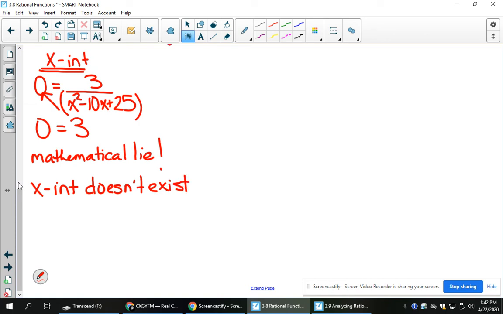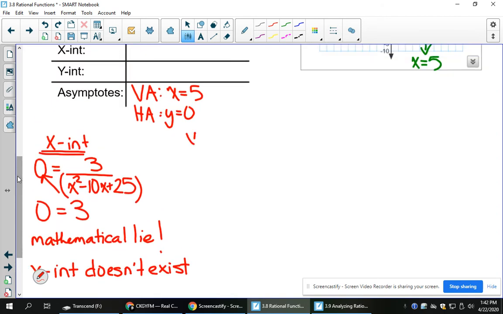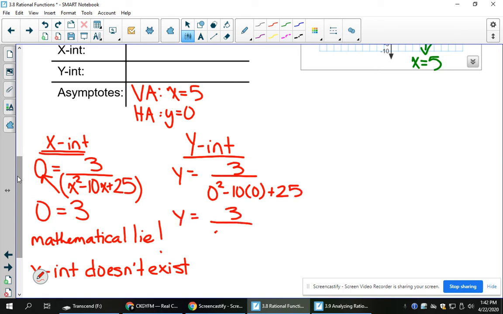So that helps us to sketch this. We know that when we sketch this, we are never going to touch the x-axis because we can't find one algebraically. Let's see what happens now for the y-intercept. Y-intercepts are where x is 0, which is 3 over 25. So there is a y-intercept at 3 over 25.